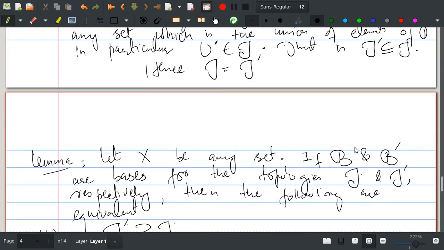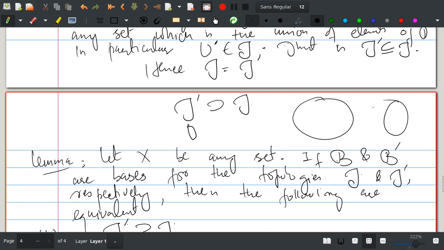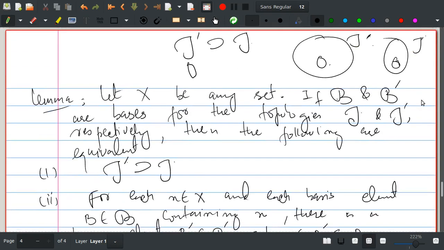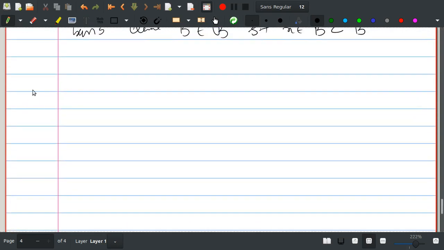So T prime is going to be the bigger topology than T if the basis elements of T prime are smaller than those of T. So this is in some sense the reverse argument. This topology T prime is going to be larger than T if the basis elements of this larger topology are smaller than the basis elements of this weaker topology, I mean the coarser topology. So proof.